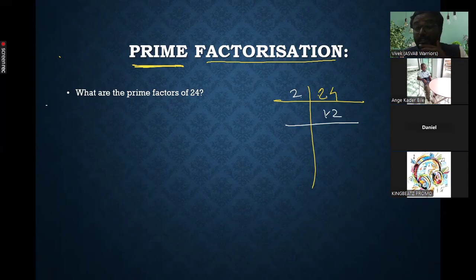Now, again, 12 will be divided by 2, and we get 6. 6 again divided by 2 gives 3. And 3 cannot be divided by 2, so we'll go ahead with 3.